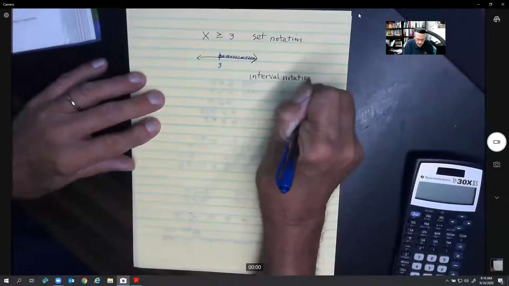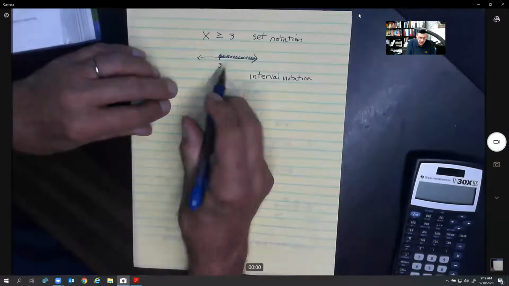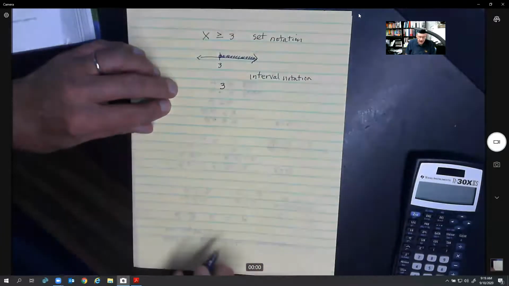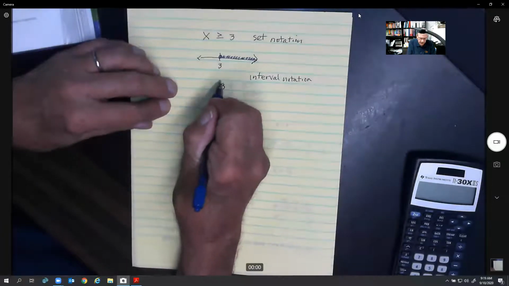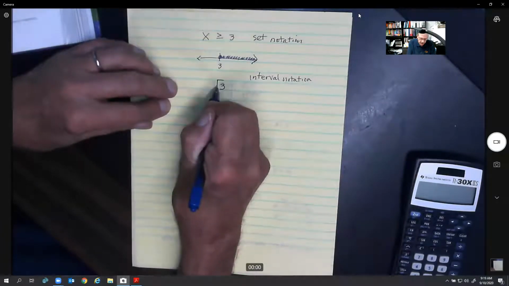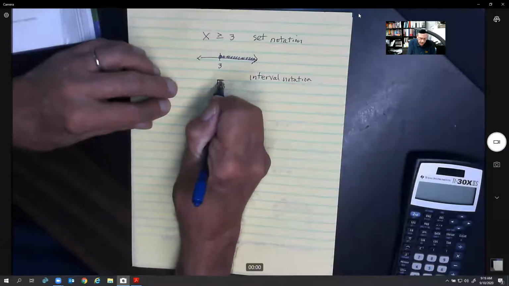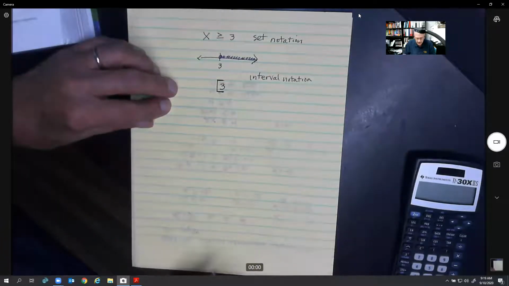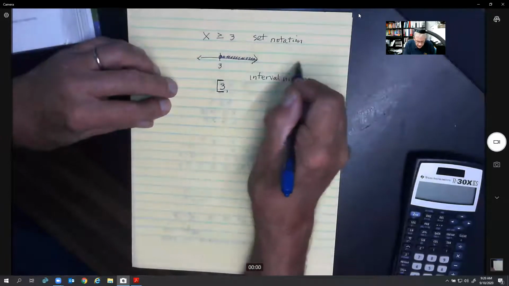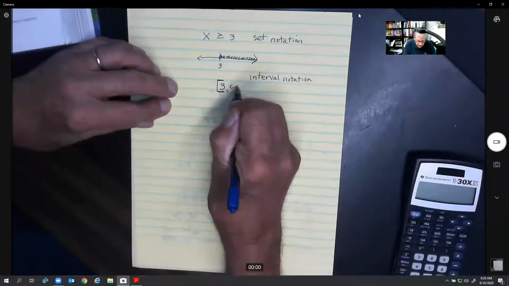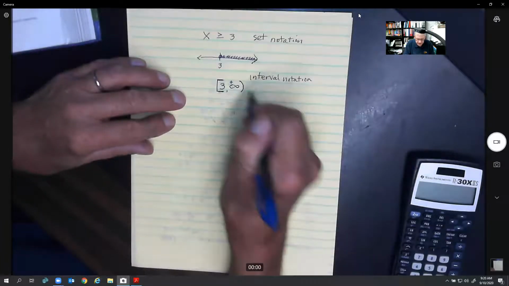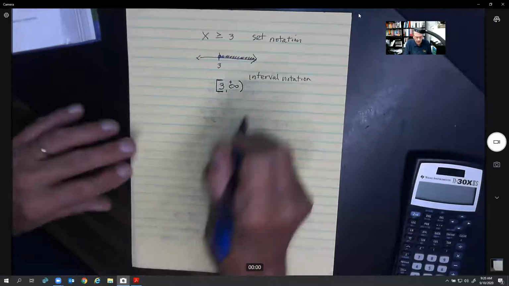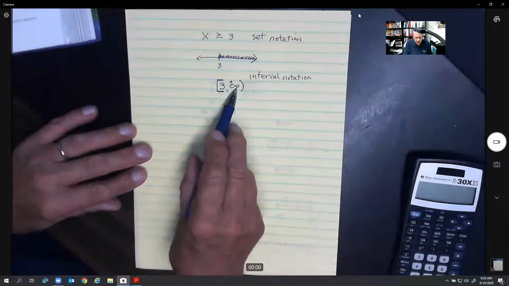And the way we would do that is we would say this number starts at 3, and it starts exactly at 3. So we want an equal sign. The closest we can come to an equal sign is a bracket, like that. And then where does this end? It continues all the way to infinity. So we'll put an infinity. You can put a plus sign if you want. Now, we don't know where infinity is. So if we don't have an exact answer, we put a parenthesis. And that's what we call interval notation. Where does it begin and where does it end?